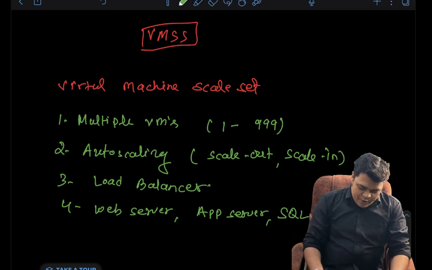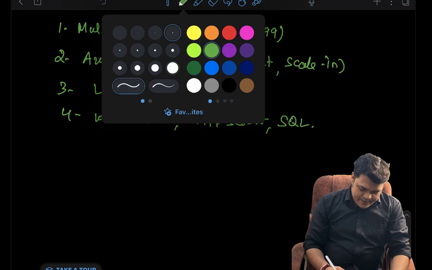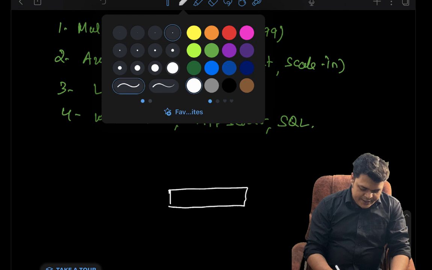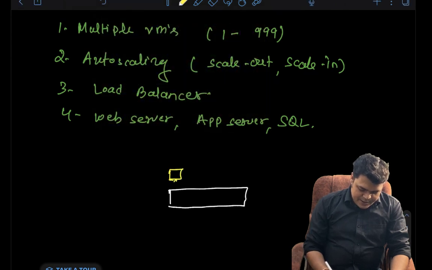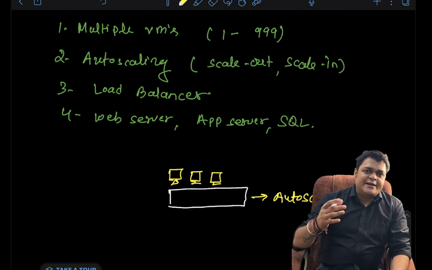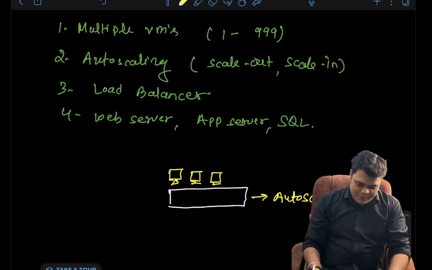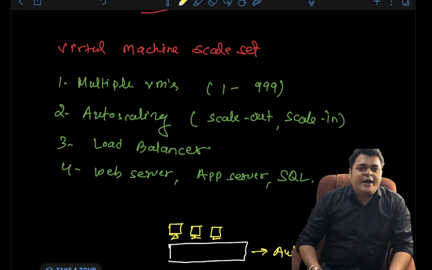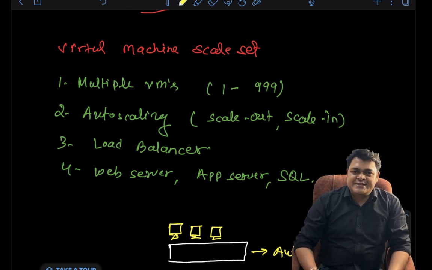Let me explain more about the scale set. It works over a cluster. For example, this is the cluster, and we can create multiple VMs over a cluster. And you can set auto scaling over a cluster. I'll guide you practically, no worry about it. So this is the agenda. I'm going to move to the portal and guide you how to create a virtual machine scale set using the Azure portal.